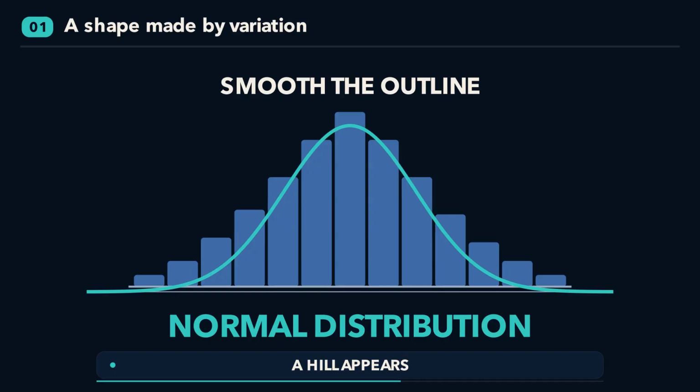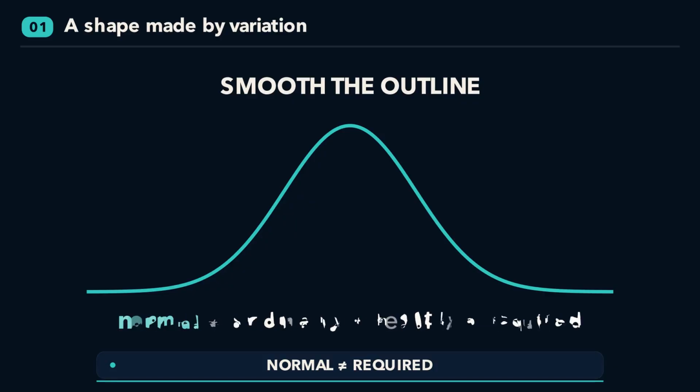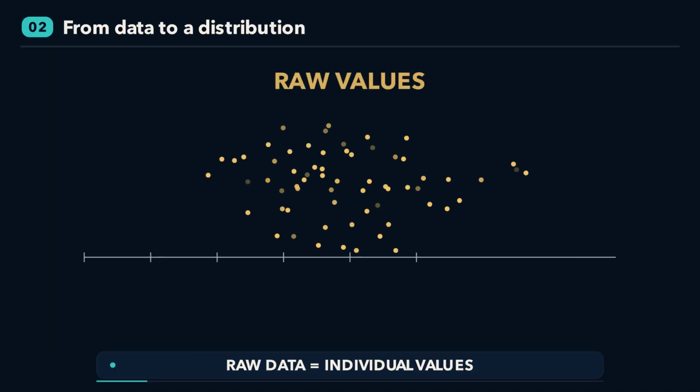But here is the important part. Normal does not mean ordinary, healthy, or required. It is a mathematical model for one particular pattern of variation. In this video, we will build that pattern visually, then learn exactly what it says and what it definitely does not say. Start with the raw measurements.